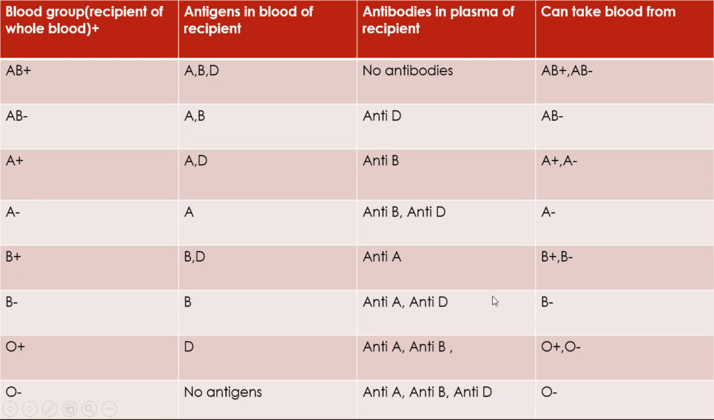B positive will have B positive or B negative. B negative will have B negative. O positive will have O positive or O negative, and O negative will have O negative. Means when it comes to whole blood, if you are Rh positive, you can have the blood from Rh positive or Rh negative. And if you are an Rh negative person, you can have the blood from only Rh negative persons. No other options are there.